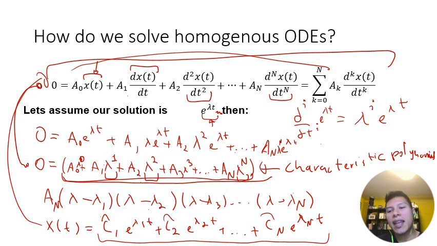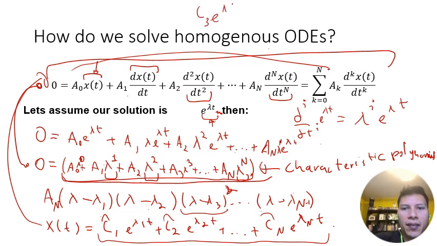Now, there could be the case where you have a repeated root. So for example, you could have that lambda 3 gets repeated. So now you have lambda 3 squared, not cube, 2. When you have repeated roots, you will have two solutions associated with that repeated root, and they will be of the form c3 e to the lambda 3t plus c4 t times e to the lambda 3t.